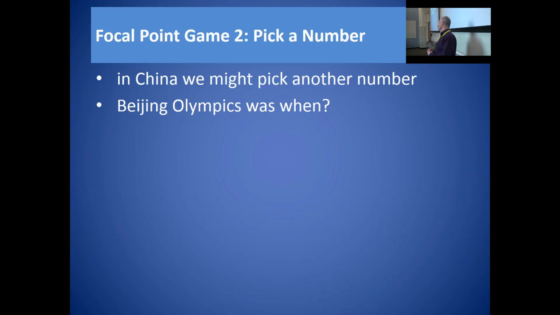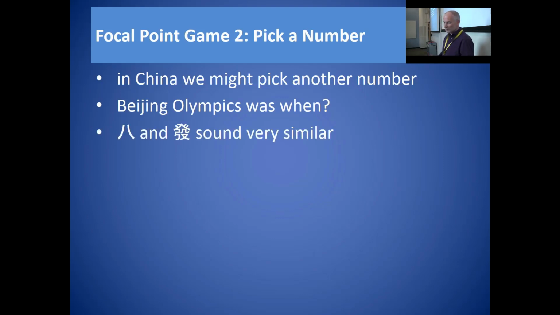When was the Beijing Olympics? Oh, no one Google it. 2008. What month was it held? It was a Summer Olympics, August, well done, the 8th month. What date did it start? 8th of August. The opening ceremony, what time did it start? 8 p.m. Exactly. 8 p.m. on the 8th day of the 8th month, 2008.